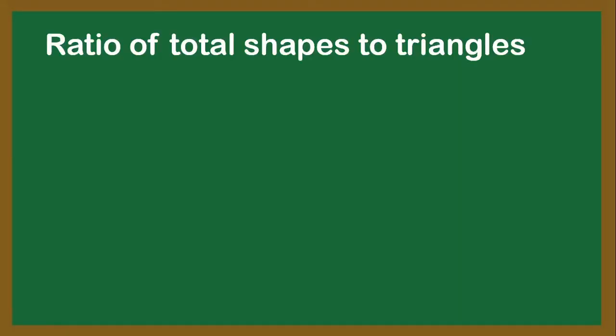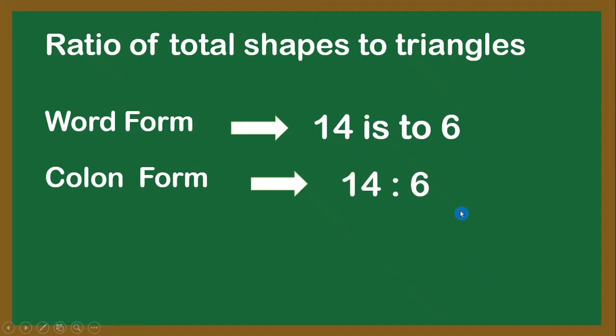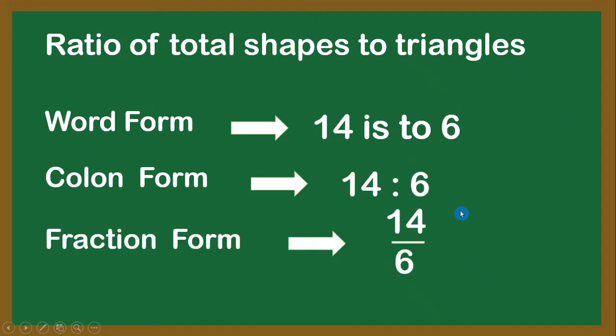So the ratio of total shapes to triangles. Now this is your order. Shapes to triangles. So you have the word form as 14 is to 6, colon form as 14:6, then the fraction form as 14 over 6.